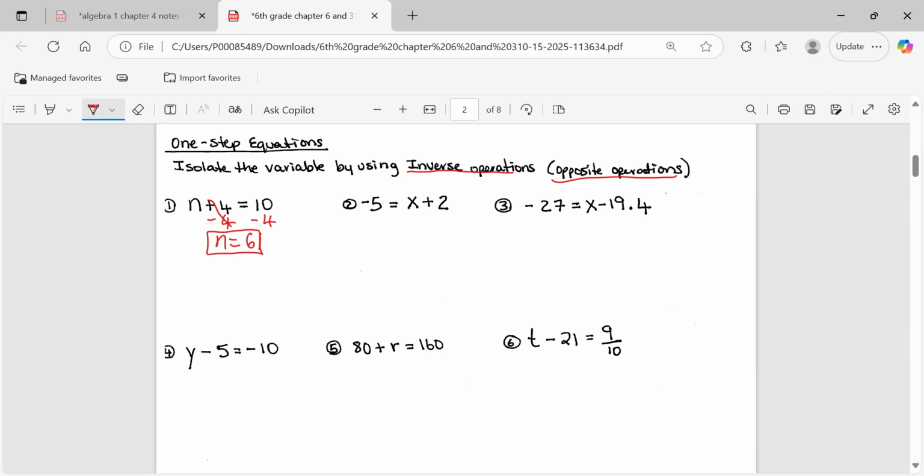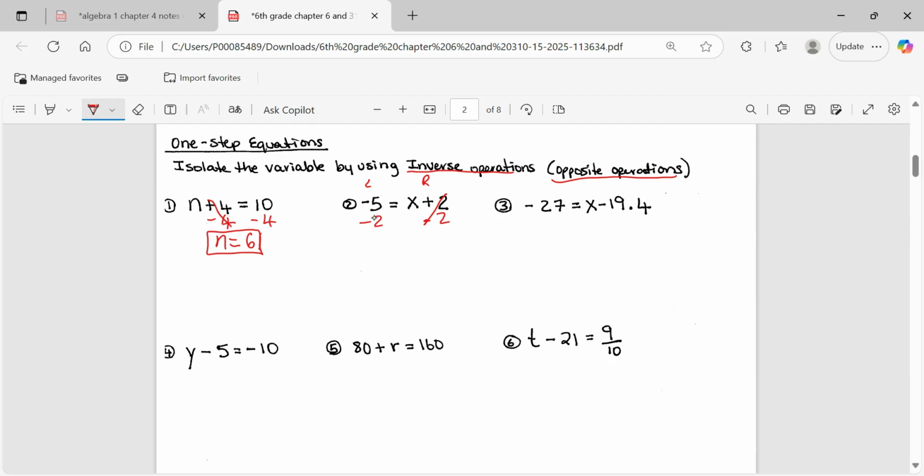It doesn't matter if it's on the left or the right. So in this case, the x is on the right side. So that's your left side of your equal sign, and that's the right. I'm going to be moving the 2 on both sides of the equation. So I'm going to subtract 2, because the opposite of addition is subtraction, on both sides.